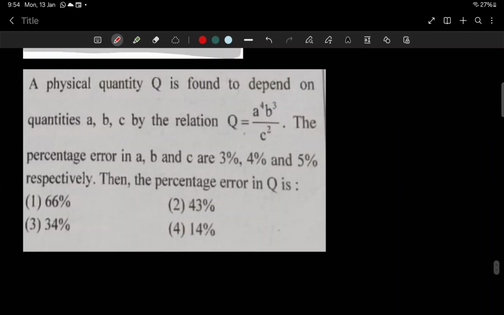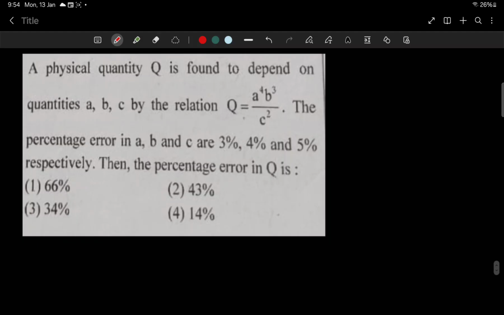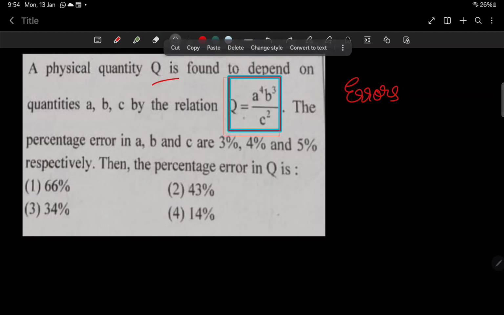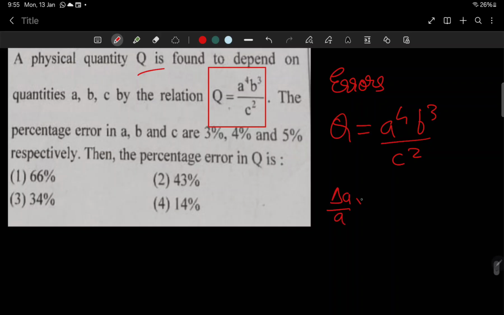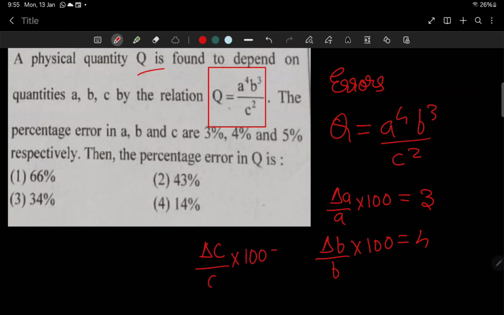Now the next question. This is a question from errors. A physical quantity Q is found. Q is a random quantity, not charge or anything, and Q can be found out as A raised to 4, B cube by C square. Now the percentage error in A, that is delta A by A into 100, is 3. The percentage error in B is equal to 4. The percentage error in C is equal to 5.